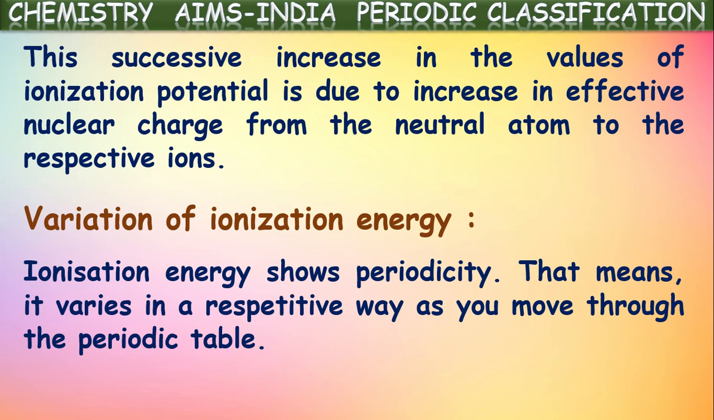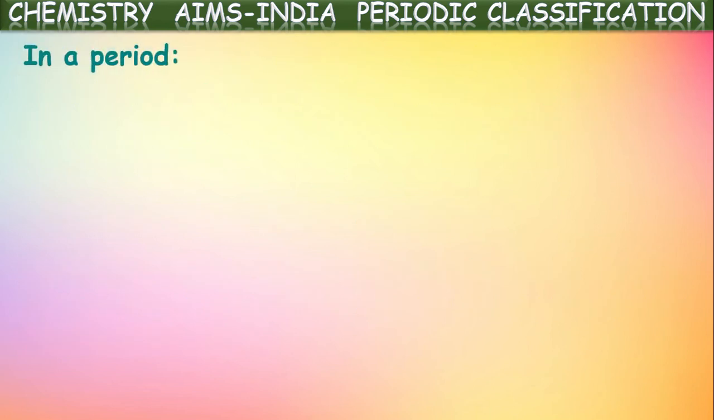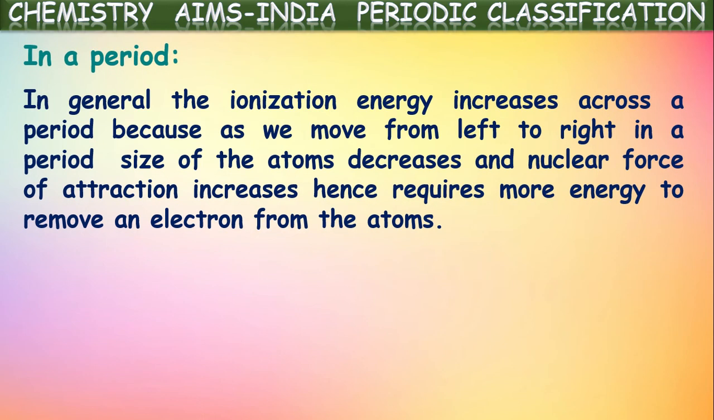Now we are going to see how it varies in the groups and periods of the modern periodic table. First, let us see in a period. In general, the ionization energy increases across a period. As we move from left to right of the modern periodic table, ionization energy generally increases because the size of the atoms decreases and the nuclear force of attraction increases. Hence, it requires more energy for the removal of an electron from the atoms and ionization energy increases.